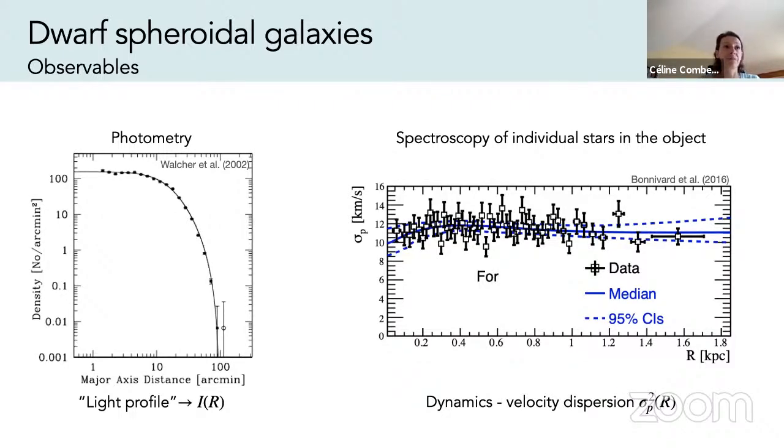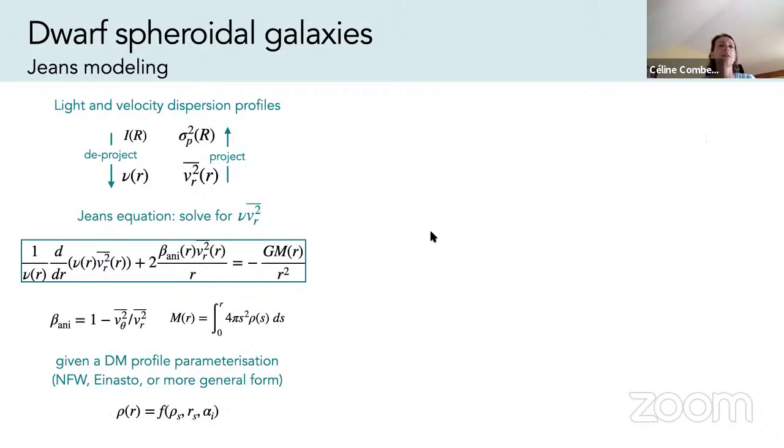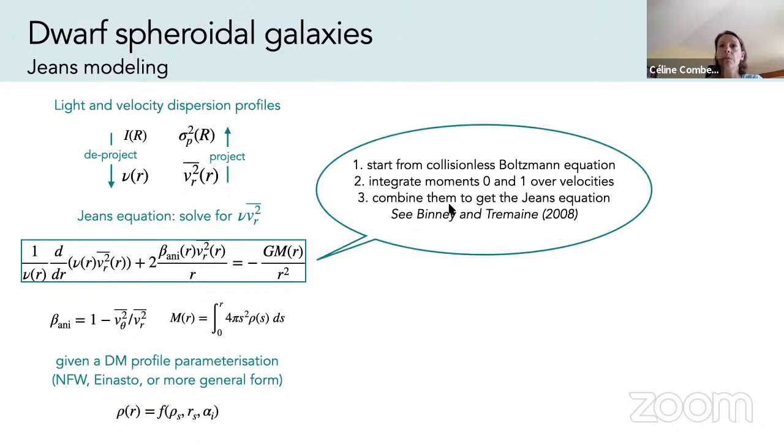Now, there is one thing that relates the two, which is called the Jeans analysis. I am not going into the detail or showing you how this is derived. You can have a look at the Binney and Tremaine Galactic Dynamics book where this is done. Basically, you start with the collisionless Boltzmann equation. You integrate over the various moments of the velocity, and then you can combine this to get to the Jeans equation.